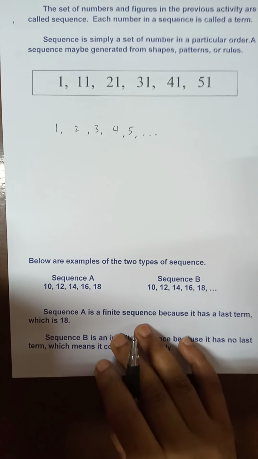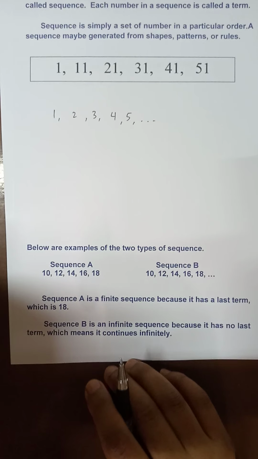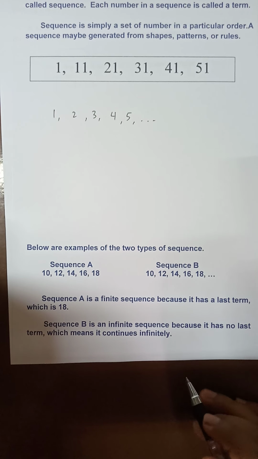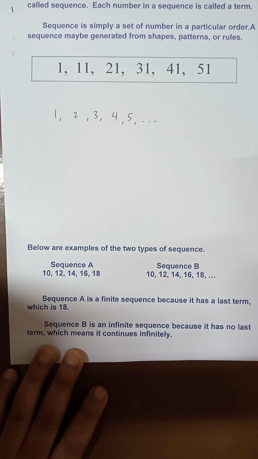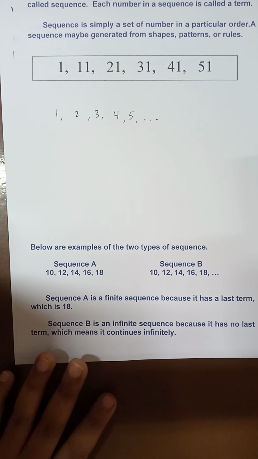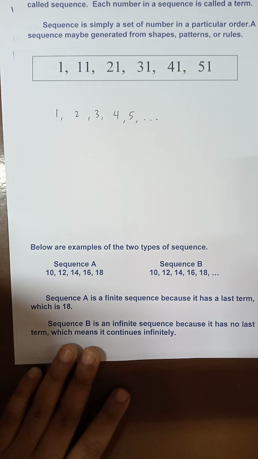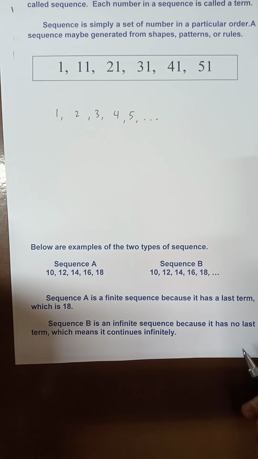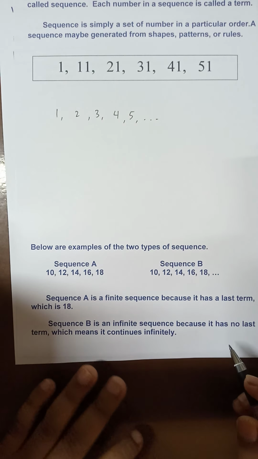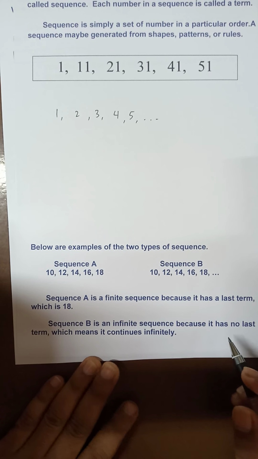Okay, so there are two types of sequence. The first one is a finite sequence. We have an example below, sequence A and sequence B. In sequence A, we have 10, 12, 14, 16, and 18. While sequence B is 10, 12, 14, 16, 18, and so on and so forth.